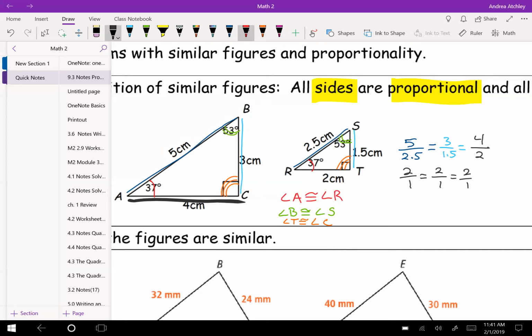So we would say that triangle ABC is similar to, remember that little squiggly line means similar to, and then in the smaller triangle, A corresponds to R, B corresponds to S, and C corresponds to T. It's very important that you put them in order. Since all the corresponding angles are congruent and the corresponding sides are proportional, those two triangles are similar.